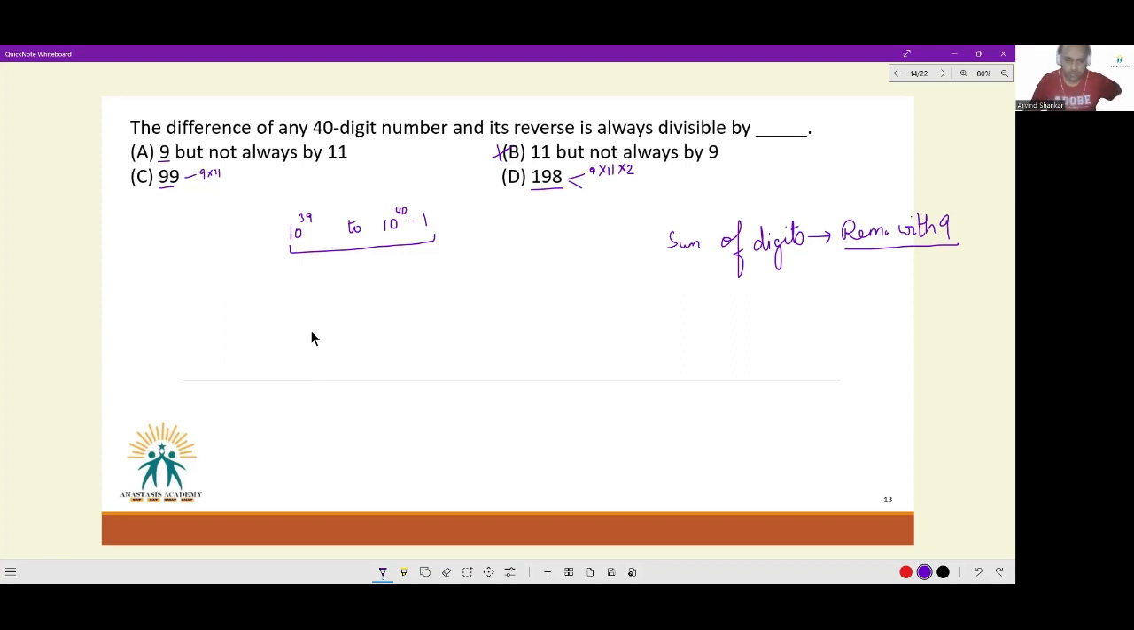One smart way of doing it is, let's take a few numbers. Let's take two 40-digit numbers. And the simplest 40-digit numbers that you can potentially think of is 6, 0, 0, 0, lots of zeros, 1. And the reverse of this will be 1, 0, 0, 0, lots of zeros, and 6. These are two 40-digit numbers.